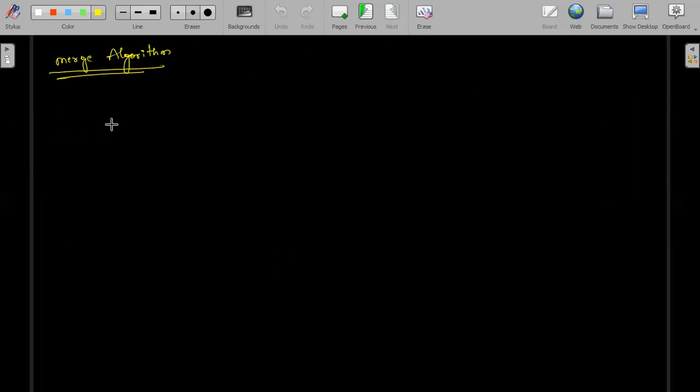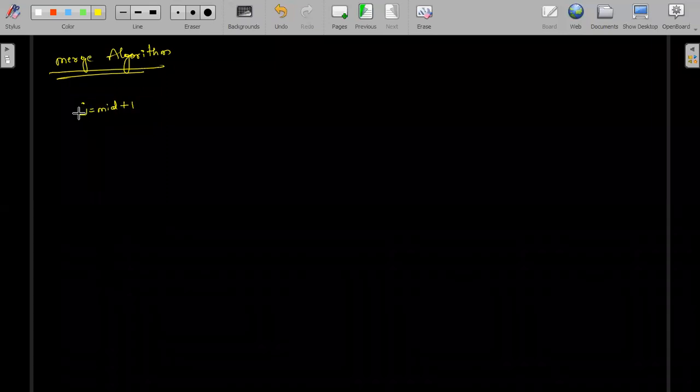Okay, let's write this. First I am going to write J is equal to mid plus 1. Why am I writing mid plus 1, are you getting it? I divided it into two parts. So for the next array, the right array, I have to go to mid plus 1, then only you will get the index. That one I made as J.